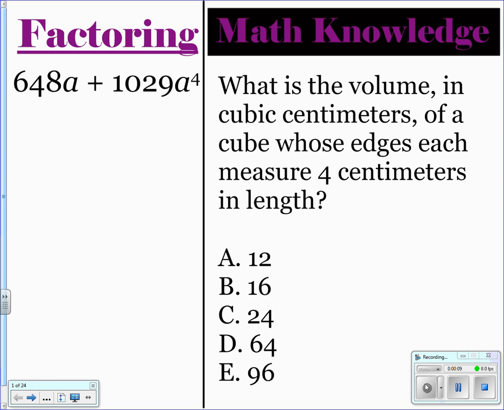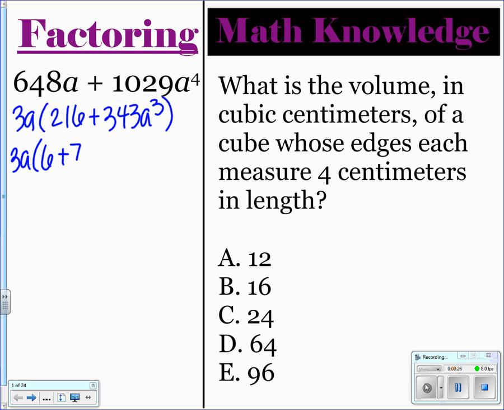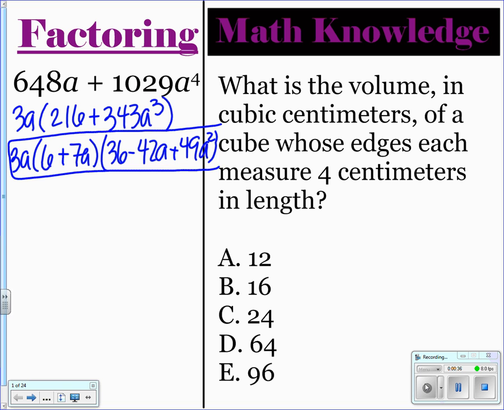So on the factoring, you're going to start off by factoring out a 3 and an a, and you're going to have 216 plus 343a cubed. And then from there, we're going to do our sum of cubes. So hopefully you remember that formula. You're going to have 6 plus 7a, and then 36 minus 42a plus 49a squared. And so that's how it would factor.